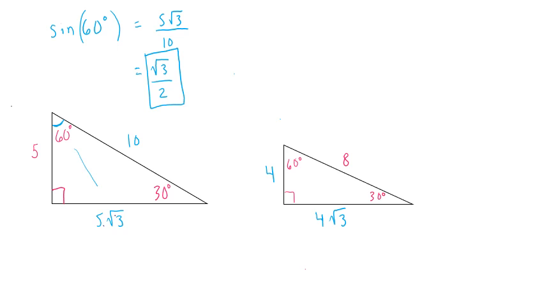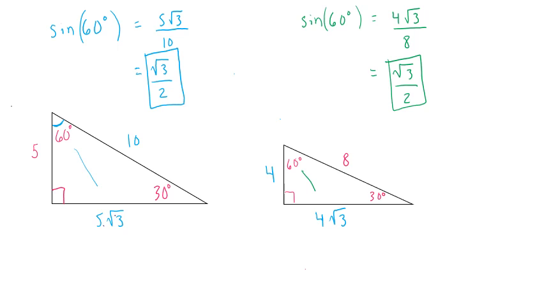Okay, so same problem on the right, where we also have our 30, 60, 90. Now when we look at the side across from 60, we have 4 root 3 divided by the hypotenuse, which is 8. So notice, again, when we reduce that fraction, we just get the square root of 3 over 2.